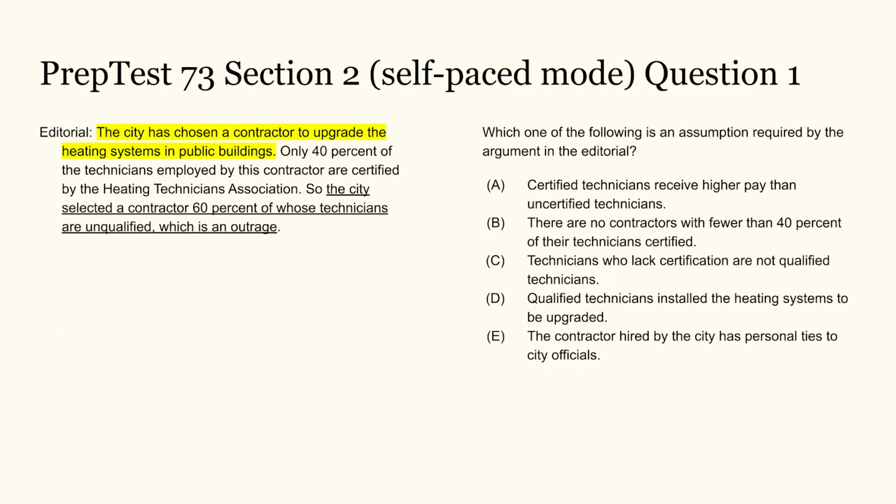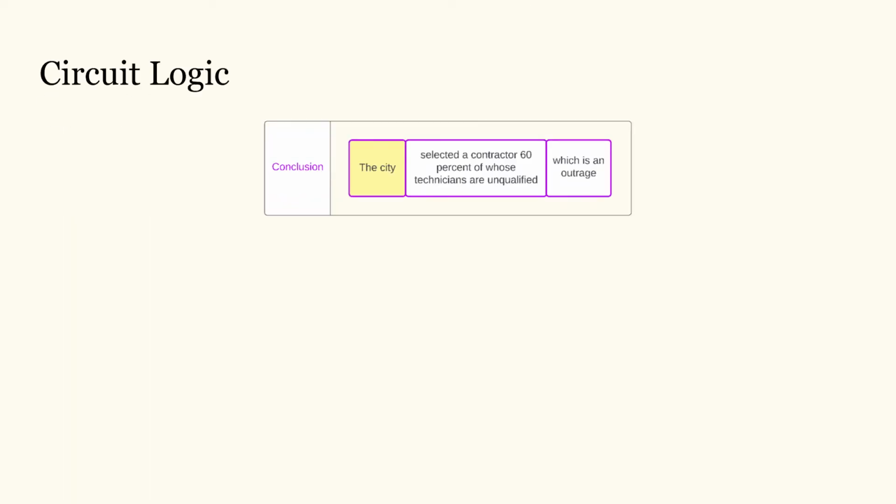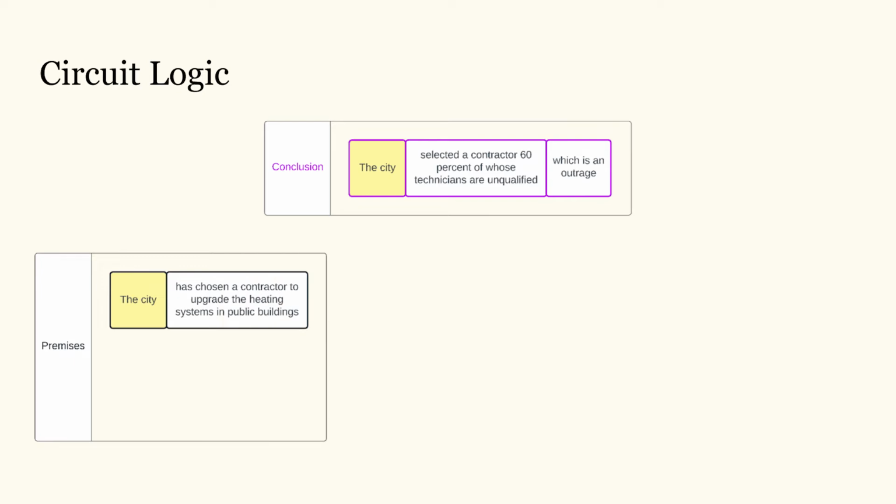For example, the first sentence of the argument is a premise about the city. We can diagram that premise just below the conclusion. Notice that the two subject boxes match perfectly. This allows us to connect the two boxes with an arrow, signifying a valid logical relationship.